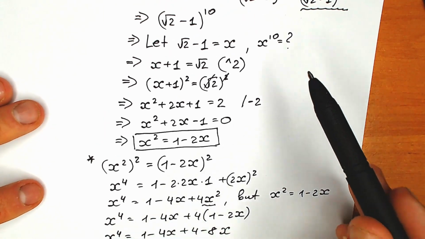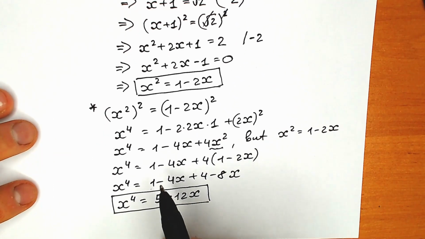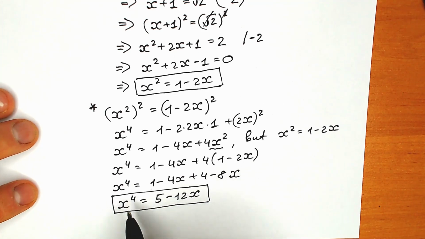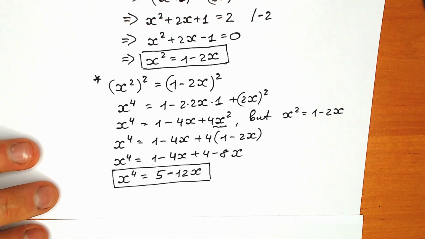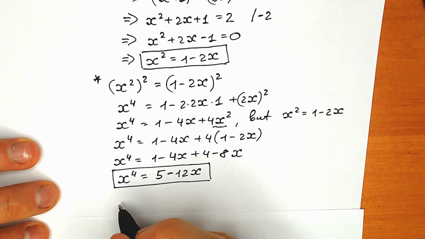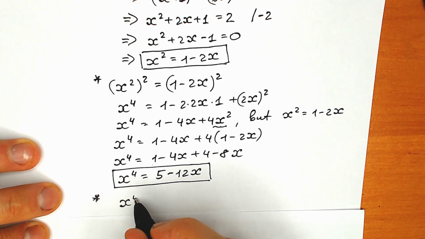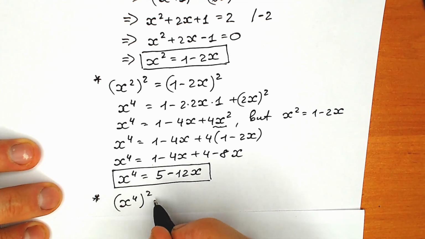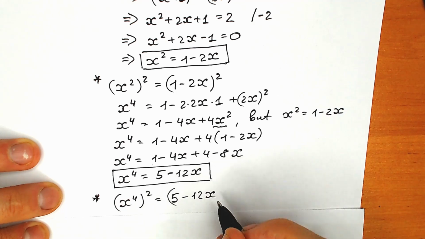We need to find x to the 10th power. So just keep this in mind. And right now, let's find x to the 8th power. So let's raise this x to the fourth power once more to the second power. So let's do it right now. As a result, what do we have? This is our second step. So we have x to the fourth power raised to the second power, and of course we raise our right side, 5 minus 12x, to the second power.